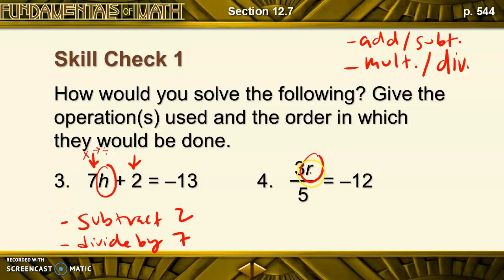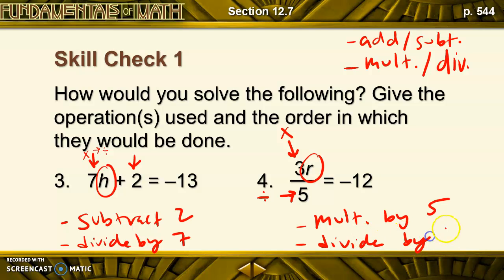Now notice this one has two different operations. It has two different buddies. We're going to multiply by 3, and then we're going to divide by 5. So there's no addition or subtraction, so it doesn't matter which one. I'm going to go ahead and suggest that the first thing we do is we multiply by 5. Multiply by 5 on both sides, and then we would divide by 3.